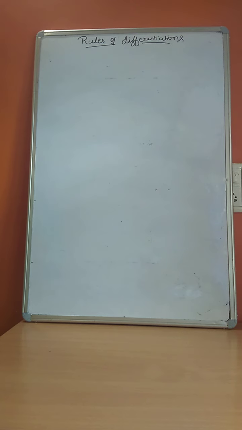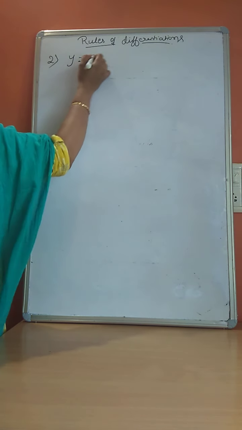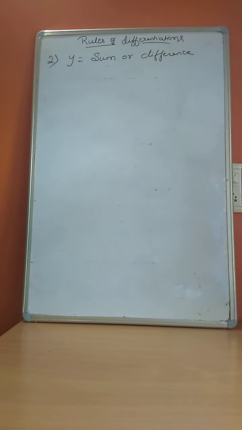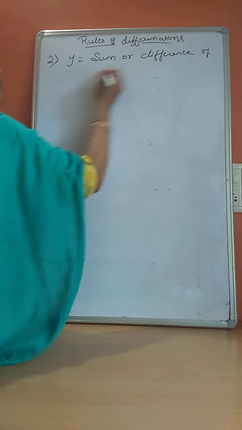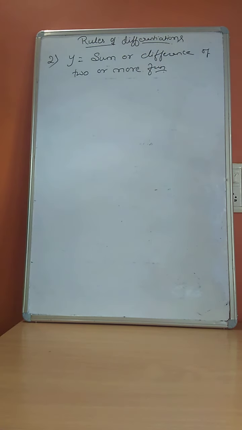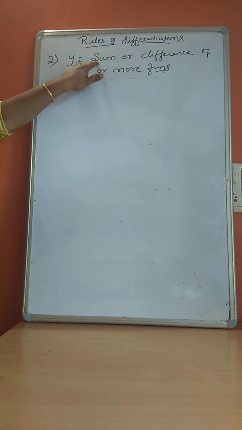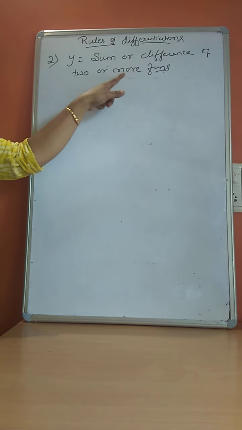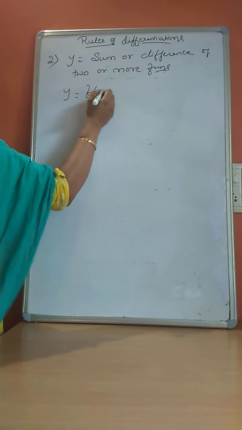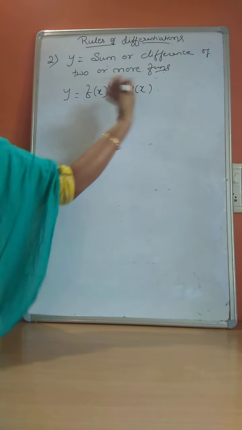Now we can go for the second rule. If y is equal to the sum or difference of two or more functions, that is, if y is equal to f of x plus or minus g of x, that is the sum or difference of two or more functions.